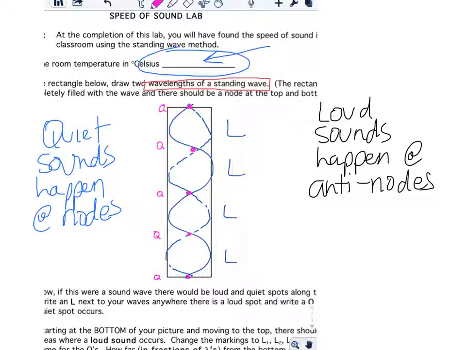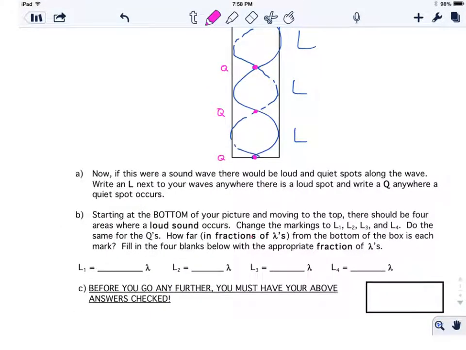Later in the lab, it also asks you to then label these as L1, L2, L3, L4, and same with the quiet sounds so that you can have each spot marked and it's easier to talk about what's happening at each of those places. As you scroll down in the lab, you'll see that it's asking you to go ahead and label all these parts, L1, L2, L3, and you can label the Qs as well.